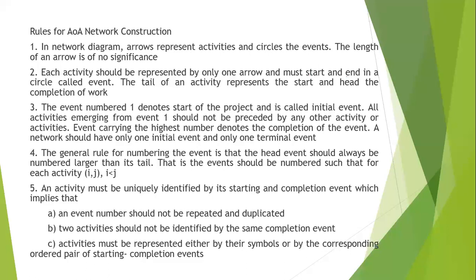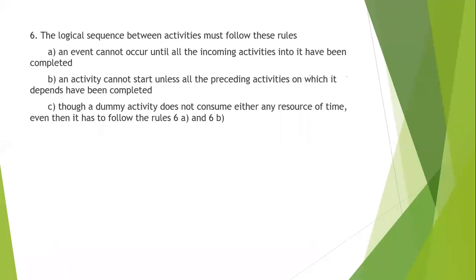Okay, let's proceed to the next rule, which is very important. An event cannot occur until all the incoming activities into it have been completed. An activity cannot start unless all the preceding activities on which it depends have been completed. So two things are important. If I say C is dependent on A and B, then C will start only when A and B have been finished.